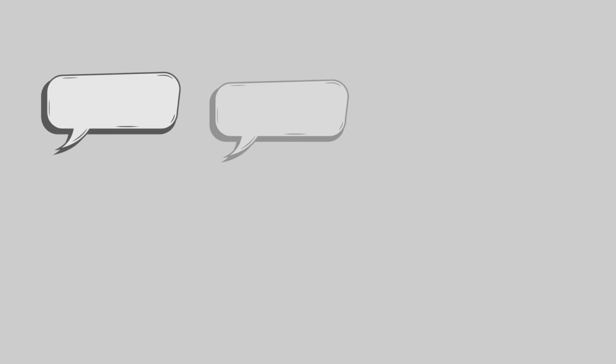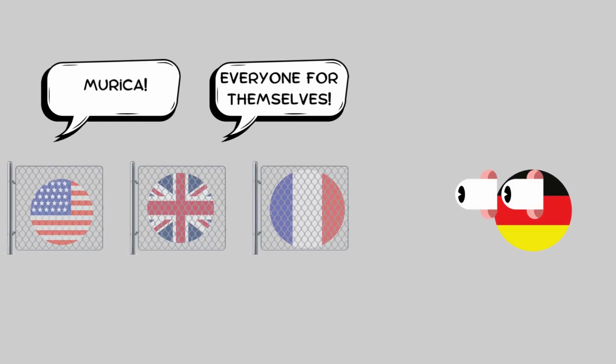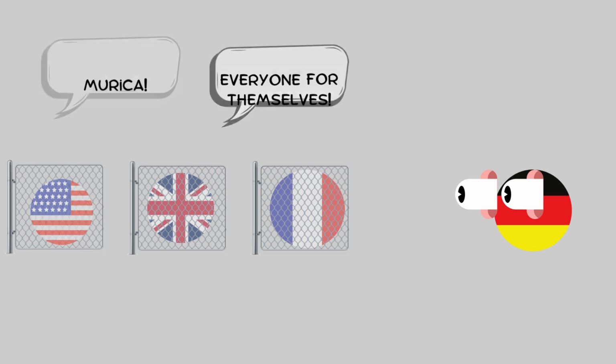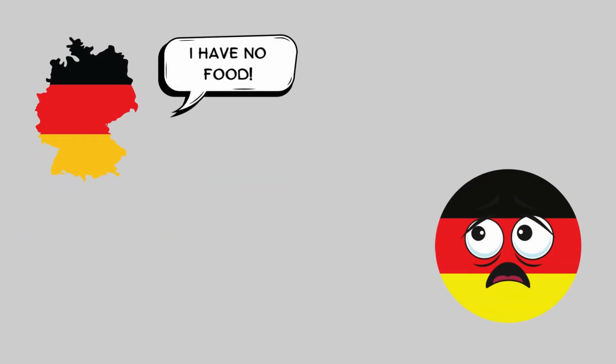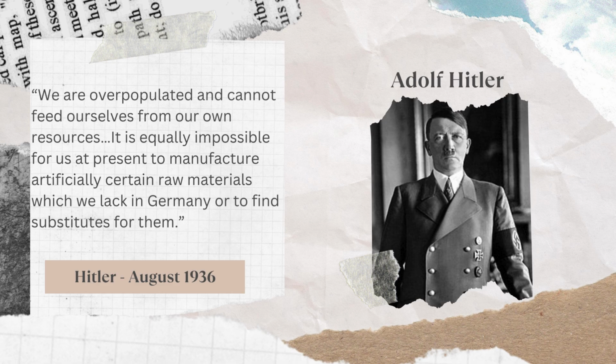We saw similarly dire trade expectations on the German part in the lead up to World War II. When the great powers started moving towards protectionism in the 1930s, worries about self-sufficiency became rampant in the German political class. In August of 1936, Hitler wrote, "We are overpopulated and cannot feed ourselves from our own resources. It is equally impossible for us at present to manufacture artificially certain raw materials which we lack in Germany or to find substitutes for them."